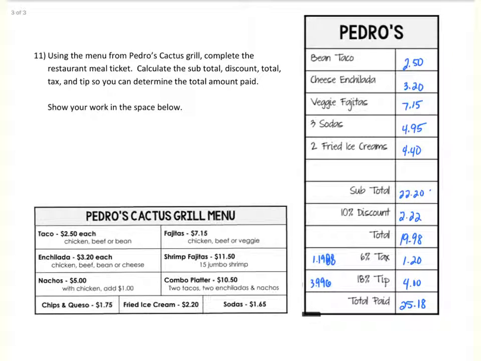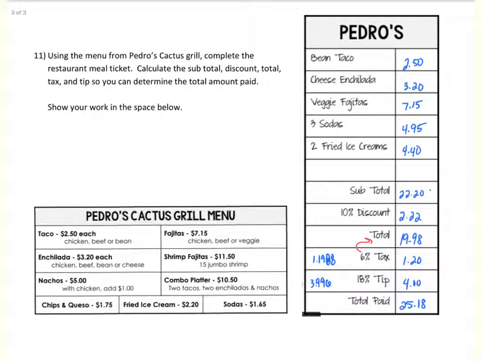Once you find 6% of your subtotal, okay, that was $1.19 and then 88 were the numbers following, so I rounded up to $1.20. That $1.20 is what you write in as your tax, because that is your tax. Okay, that's what the ticket wants to know. It doesn't want to know how much tax is added onto the bill. No, tax does not come into the total bill until the end. So we need to put $1.20 there.